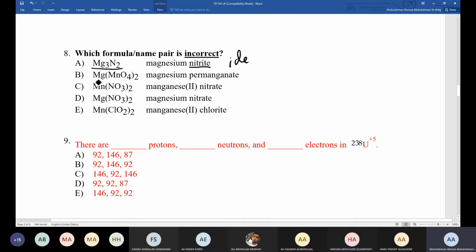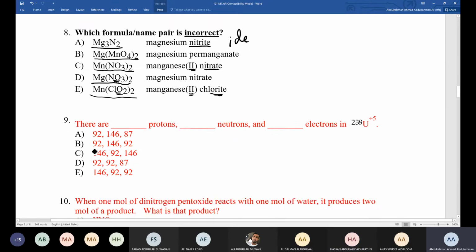Don't forget, what's the name of this compound? Magnesium permanganate. The name of this one? Manganese 2 nitrate. You have to know these names very well. What's the name of this one? Magnesium nitrate. You have to know the names of the groups. What's the name of this one? Manganese 2, because it's a transition metal. Chlorite. This is chlorite. You have to know this.